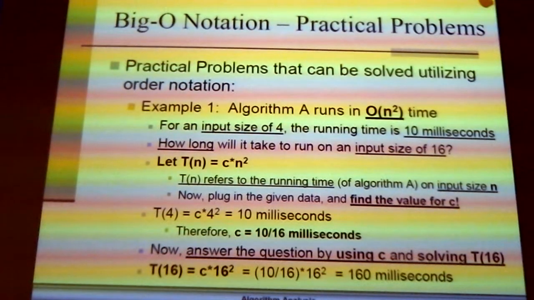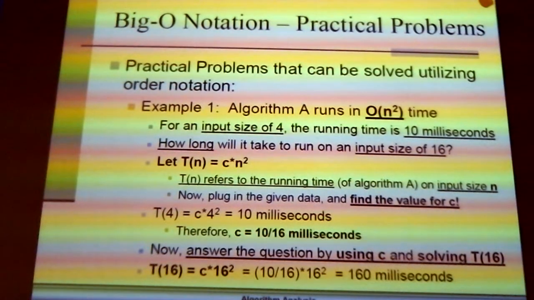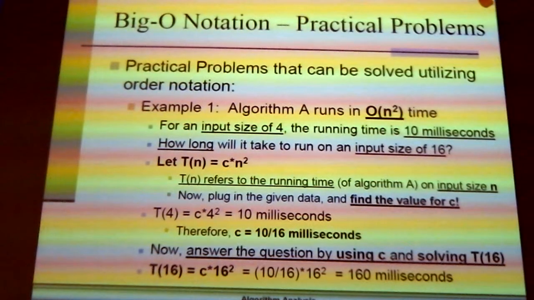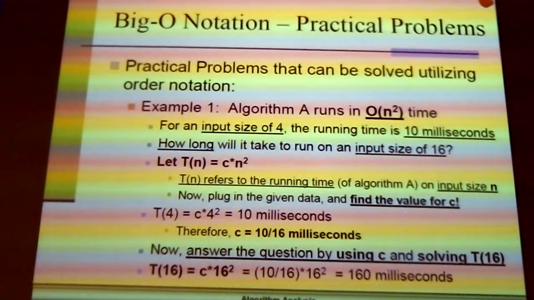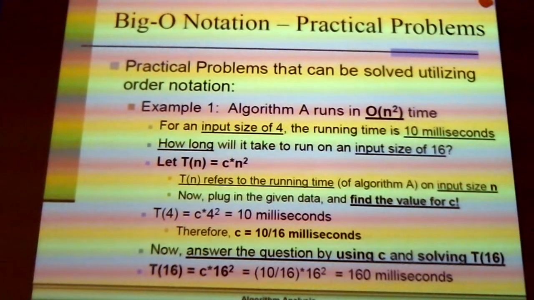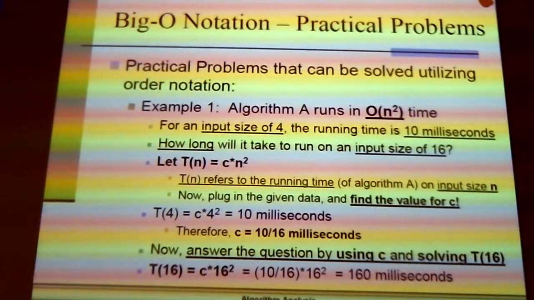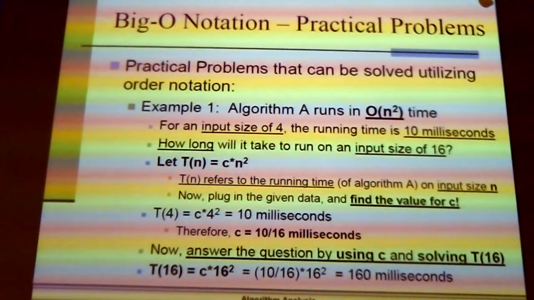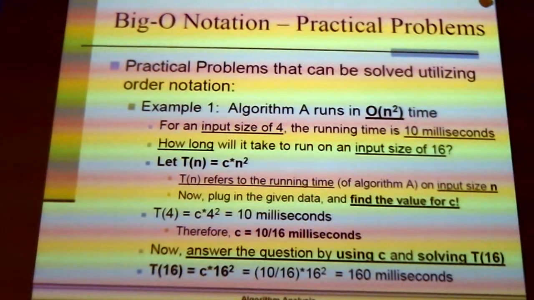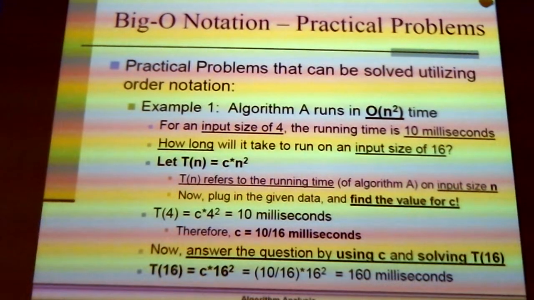So here you see that our big O is n squared, and the input size is 4. So we're going to change our n to be 4, so our big O of 4 squared, and our running time is 10 milliseconds. If we have an input size of 16, how do we determine how long it runs?